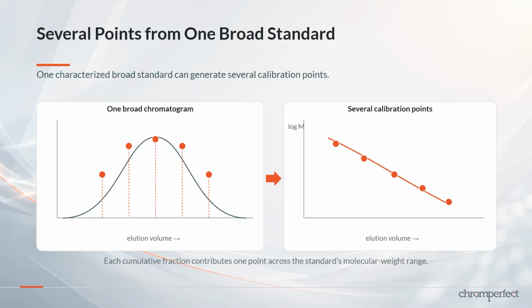Suppose the standard documentation states that 10% of the mass lies above a particular molecular weight. Beginning at the high molecular weight, early elution side of the chromatogram, Chromperfect determines the point by which 10% of the total integrated response has eluted. That elution position is associated with the stated molecular weight. The process is repeated for the remaining entries in the distribution table. A single broad standard can therefore provide several calibration points rather than only one.